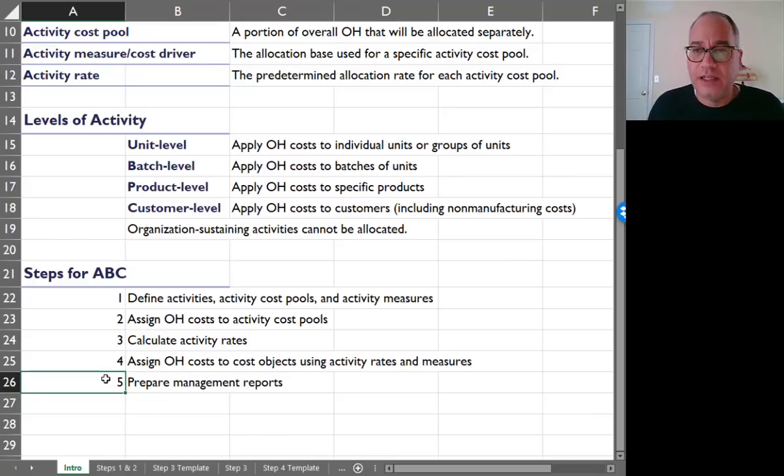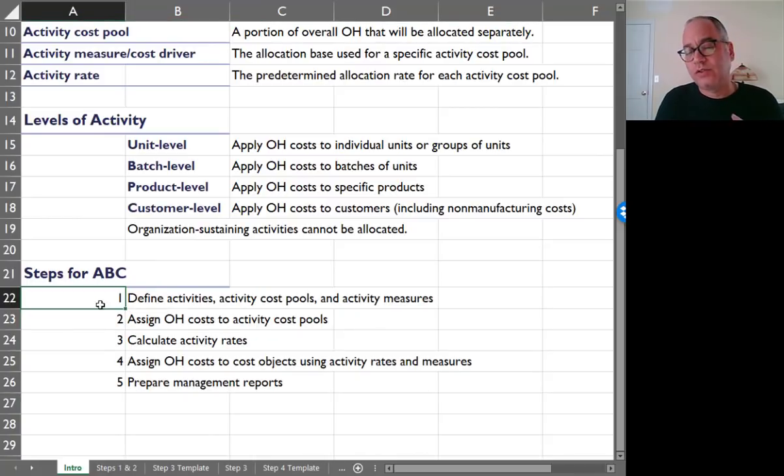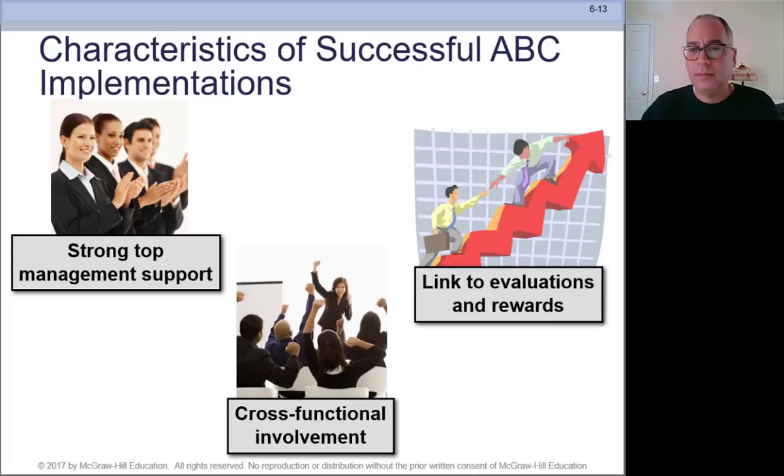3 is to calculate your activity rates. 4 is to assign overhead out from the pools to cost objects using these activity rates. And then 5 is to prepare your reports. And the idea here is to create reports where costing is much more closely related to activity and cause-effect relationships within the company.